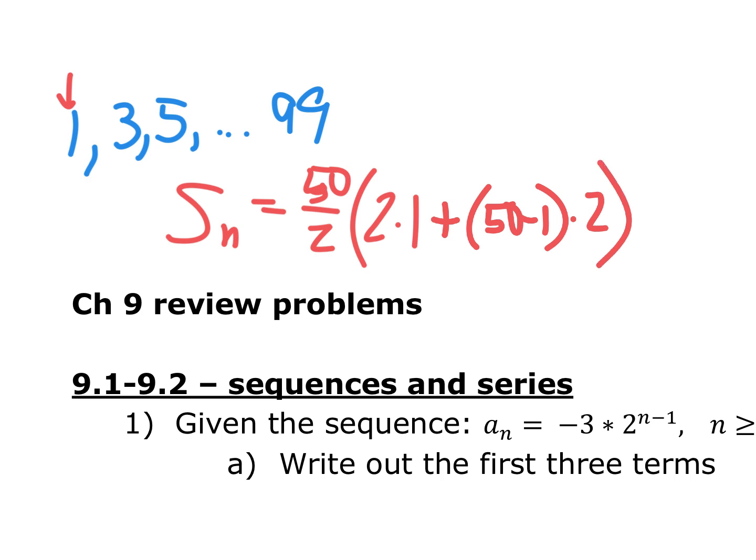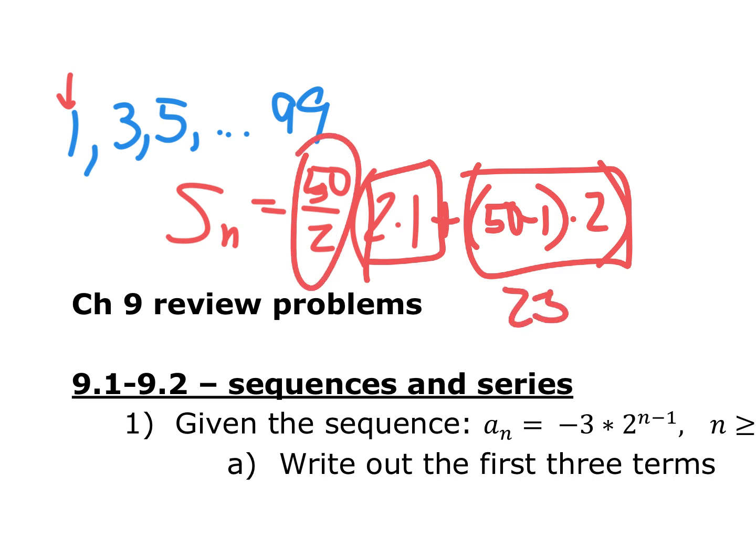2. 2 is the common difference. All right. So that's 49 times 2 plus 2. So what's 49 times 2? 98, I think? Yeah. Plus 2 is 100? Yep. And then I do 50 divided by 2 is 25 times 100 is 2,500. Raise your hand if you had 2,500. Okay, good. All right, so that's a good starter problem.